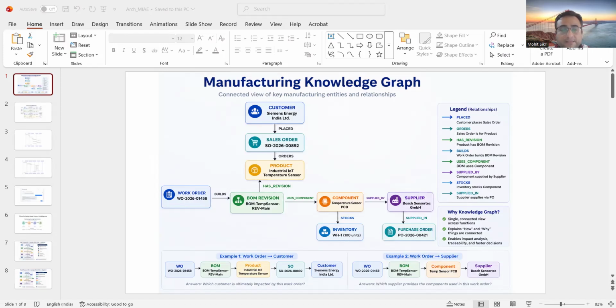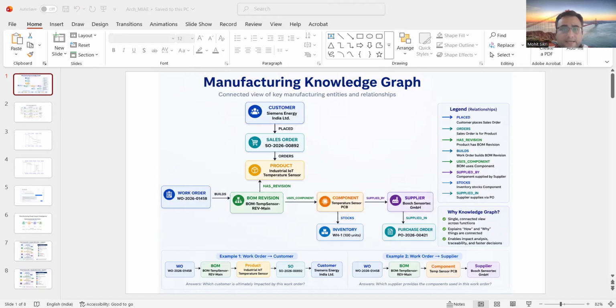So the key message here is, instead of storing these entities in isolated tables, we model them as a connected graph. This creates a single source of truth for product structure, manufacturing execution, procurement, and customer demand. Because everything is connected, we can answer business questions simply by traversing the graph.